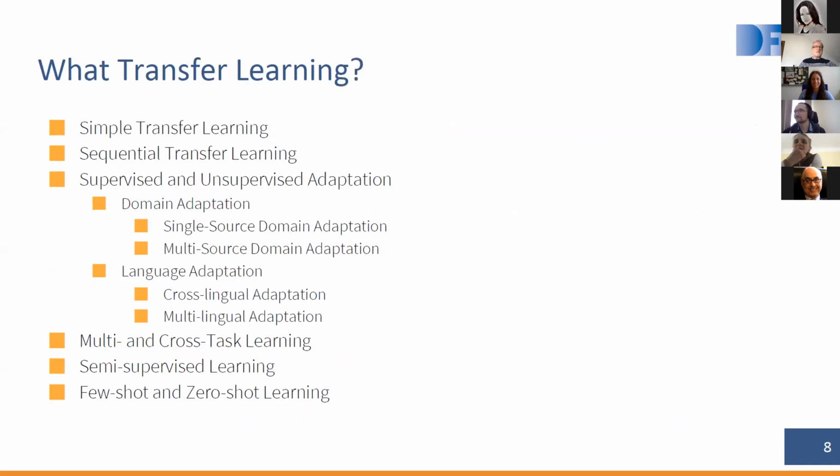Next slide. So what transfer learning approaches are supported by our platform? For example, simple transfer learning: you have a source language and you want to apply the model to a target language, say from English to German, or from a specific domain to another domain. Sequential transfer learning, where you also have sequences of different labels. We want to support supervised and unsupervised adaptation, multi- and cross-task learning, semi-supervised learning, as well as few-shot and zero-shot learning. And we want to provide this under one umbrella, using our toolkit.